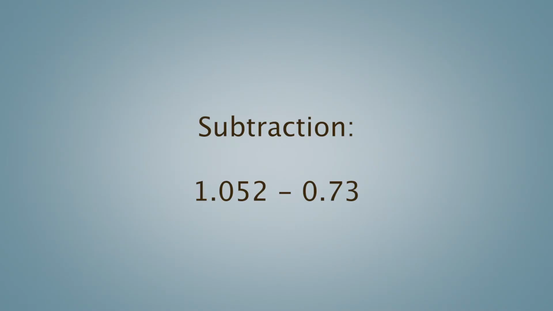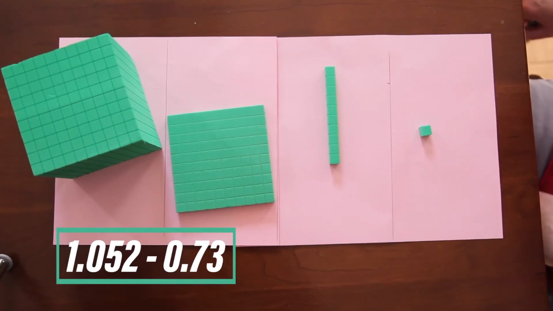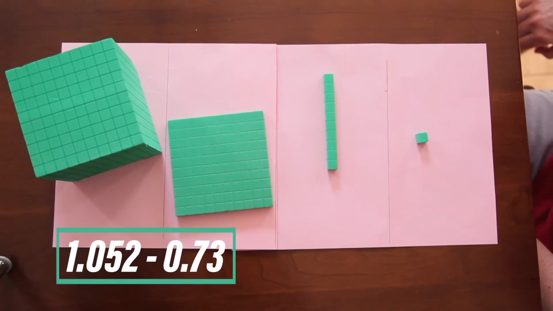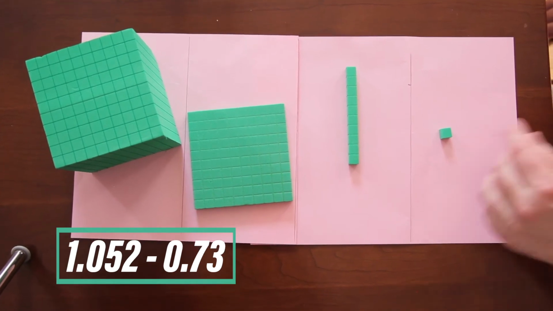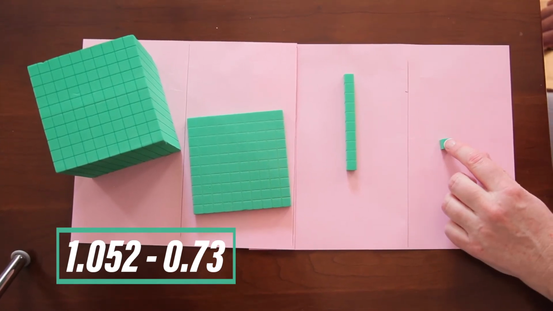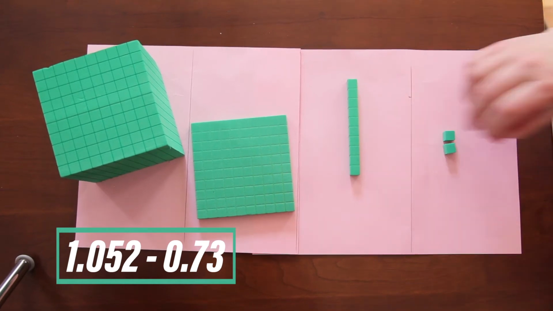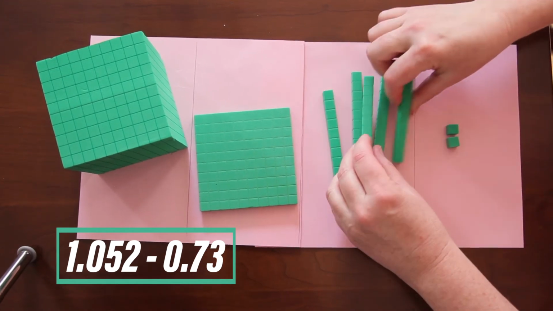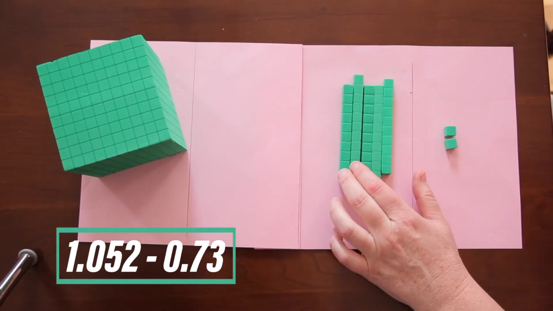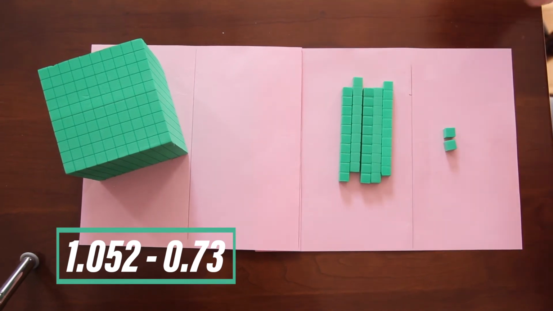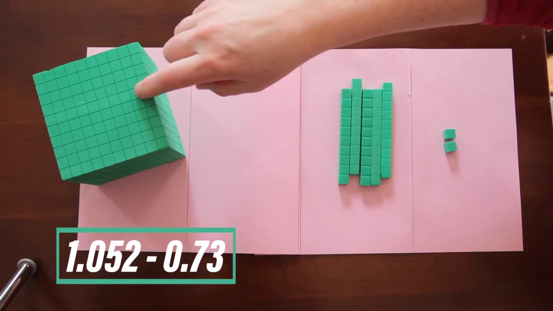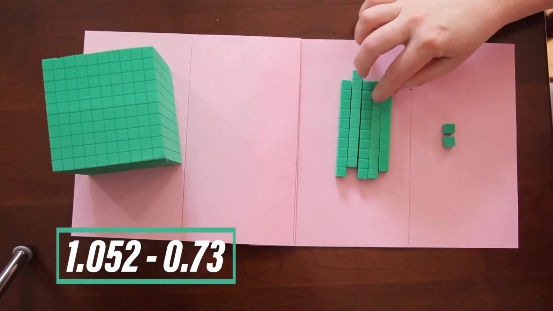If I want to subtract 1.52 minus 0.73, then first I need to decide how to model 1.52. And since thousandths is the smallest unit I have, then this represents 1 thousandth, and this is 2 thousandths. Then I could put 5 here, and now I have 52 thousandths. This would be the tenths place, this is the ones place, so this is 1 and 52 thousandths.